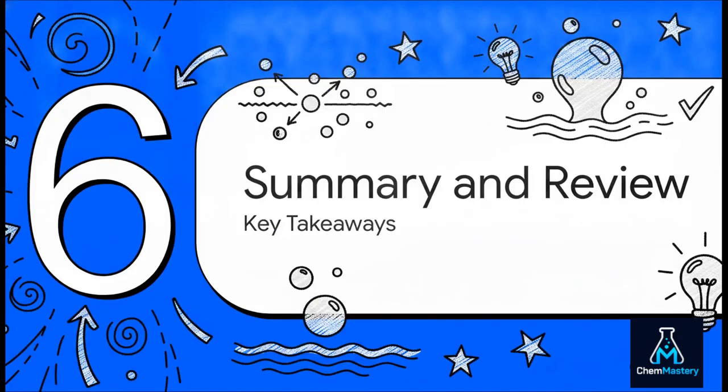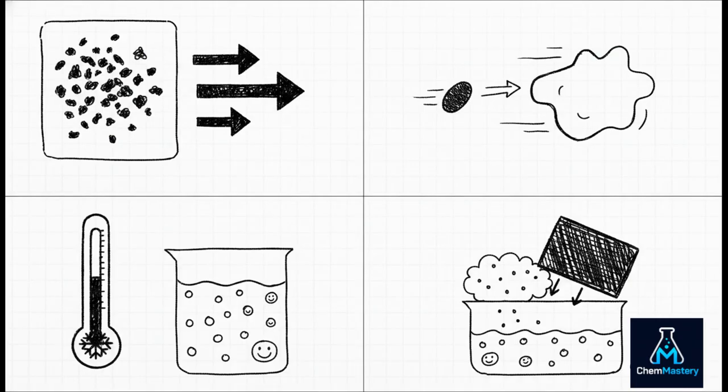And finally, Section 6, Summary and Review. Let's lock it all in. We have crushed a lot of material today. Let's do a rapid-fire recap of the absolute must-know facts for your exam. Number 1. Diffusion is always the movement of particles from an area of high concentration to an area of low concentration. Number 2. It happens way faster in gases than in liquids because of higher kinetic energy and wider particle spacing.